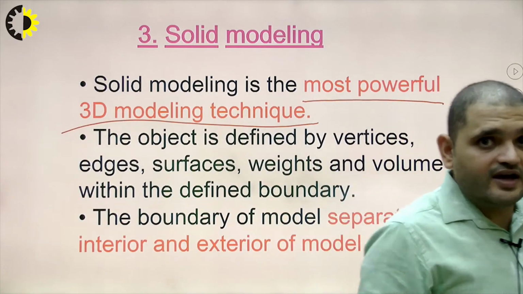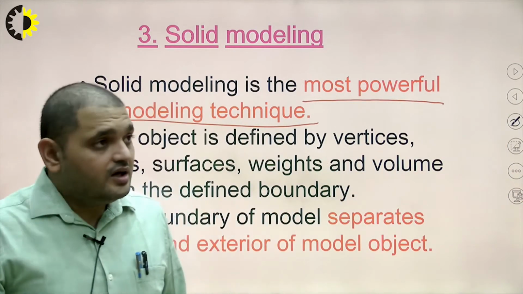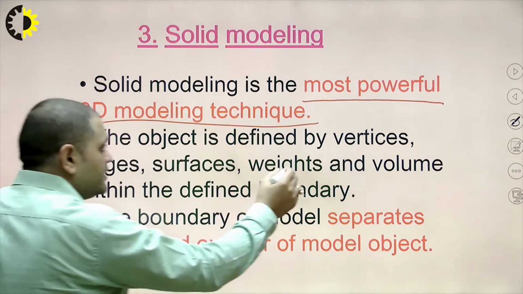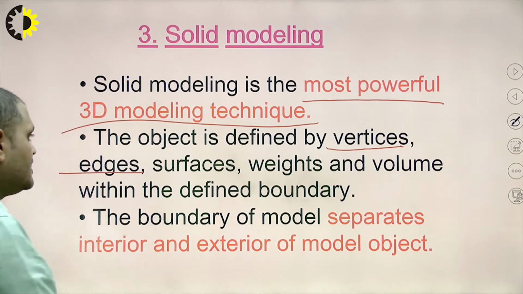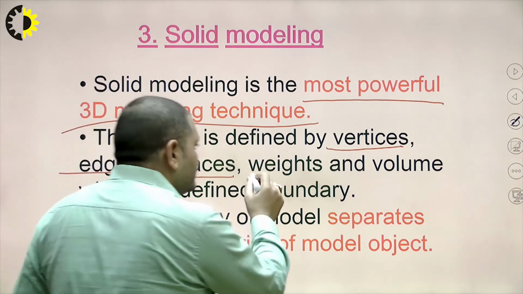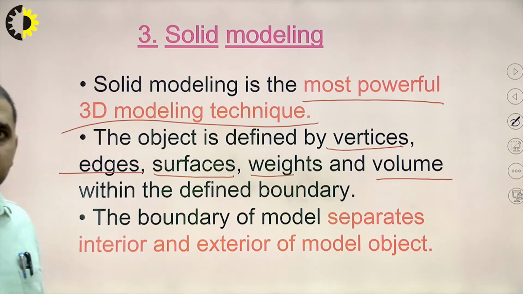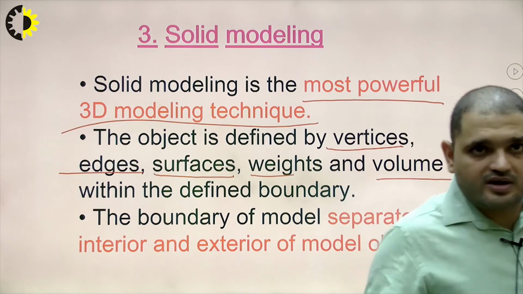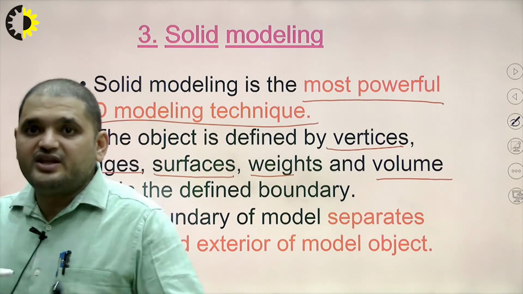So an object is defined by vertices, edges, surfaces, weight and volume within the defined boundary. Wireframe was only defined by vertices and edges. In case of surface modeling, surfaces are added, and in case of 3D modeling, weight and volume are added. Okay, so remember this. You can see the comparison between wireframe, surface and solid modeling, how we are adding things to make the model more realistic.